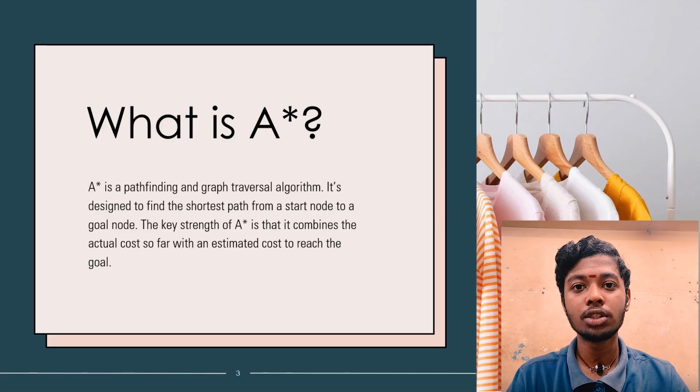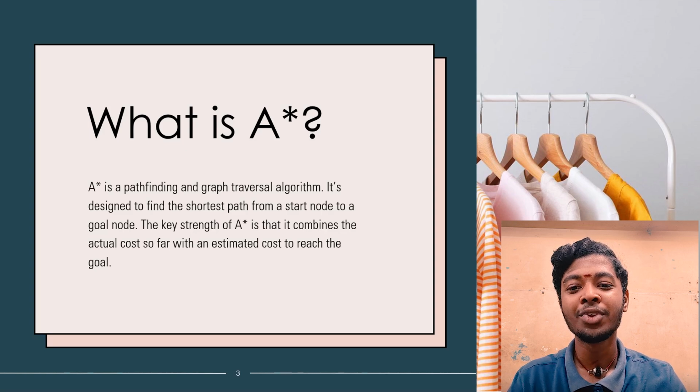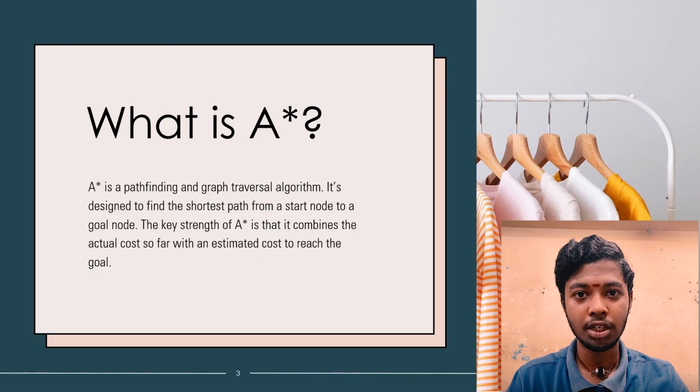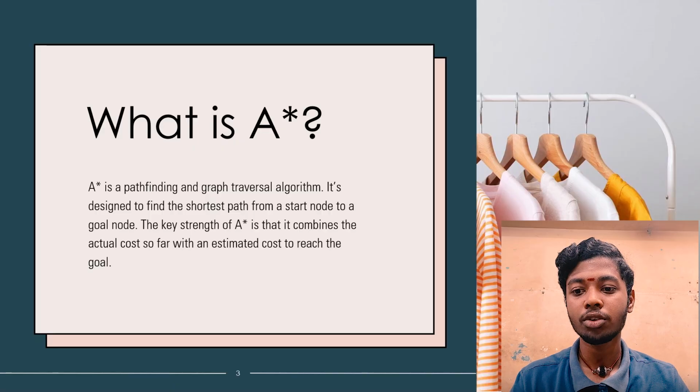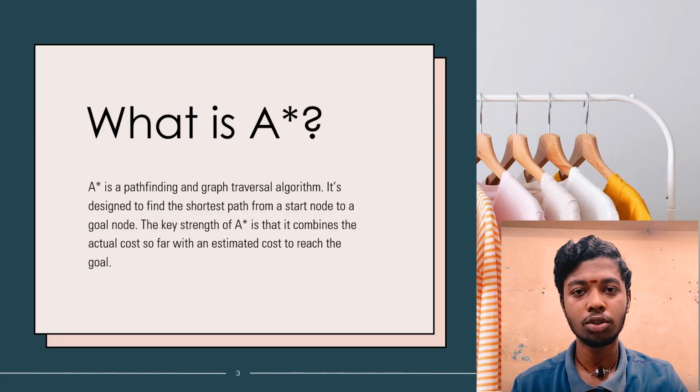First, what is A-star search? It is a search algorithm in artificial intelligence. It's a pathfinding and graph traversal algorithm, designed to find the shortest path from the start node to the goal node. So it will have a start node and a goal node. The key strength of A-star is that it combines the actual cost so far with an estimated cost to reach the goal. It will find the shortest path using a heuristic.